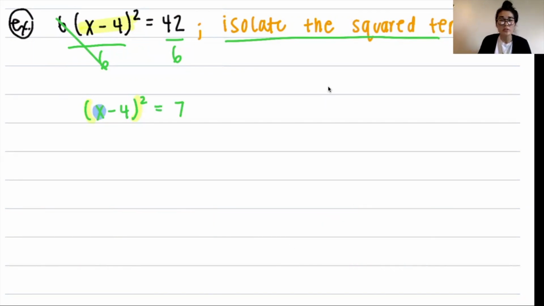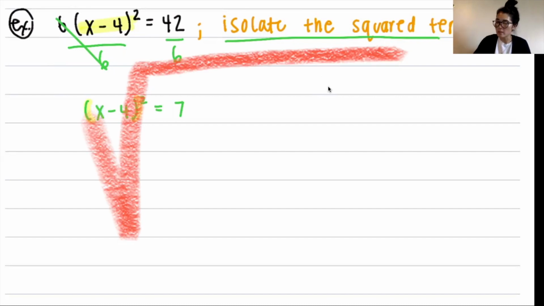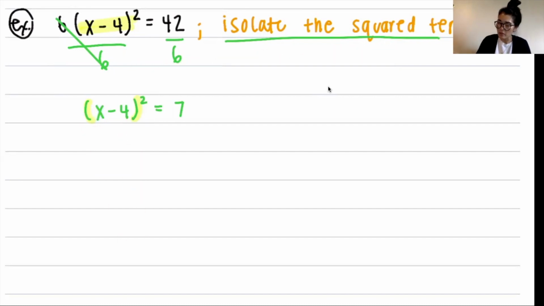To undo that square, we would square root both sides. So that would be your next step. Square rooting both sides gets rid of that square, because remember, they cancel each other out. So this and this cancel each other out. That leaves me now with just the parenthesis: x minus 4 is equal to the square root of 7.